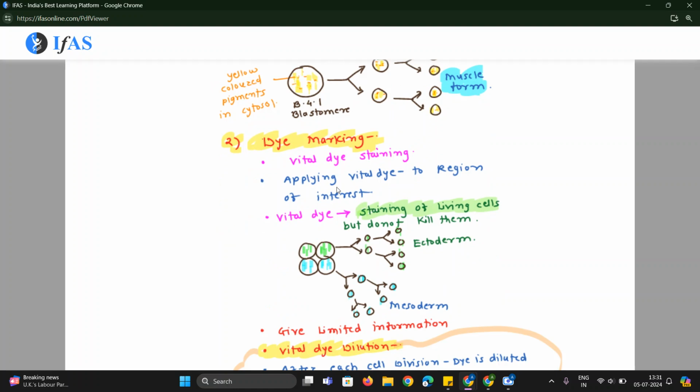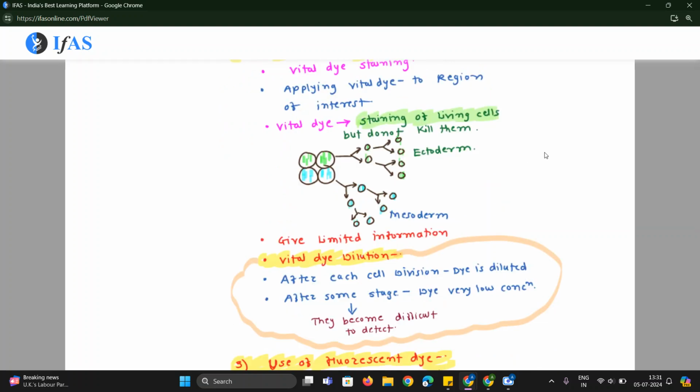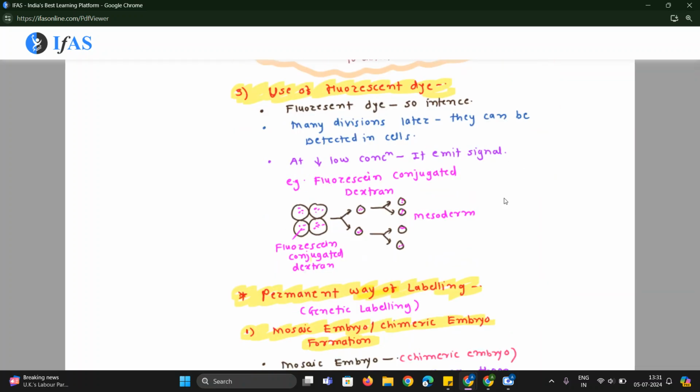The second one is dye marking. You can use a vital dye applied to the region of interest. You can use different types of dyes for different layers, like green for ectoderm, blue for mesoderm. There are also fluorescent dyes, which glow when you see them in light. An example of this type is fluorescein conjugated dextran.